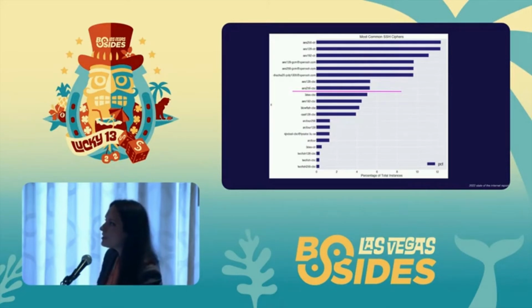And you can also see some Blowfish over here, which, again, has been deprecated in favor of Twofish, I think. So overall, like 75% of these are pretty good, but we could be doing better with these millions of services.